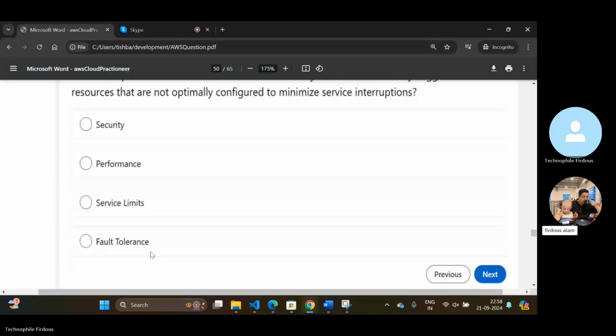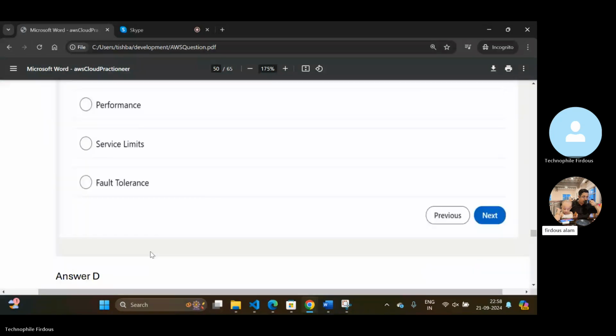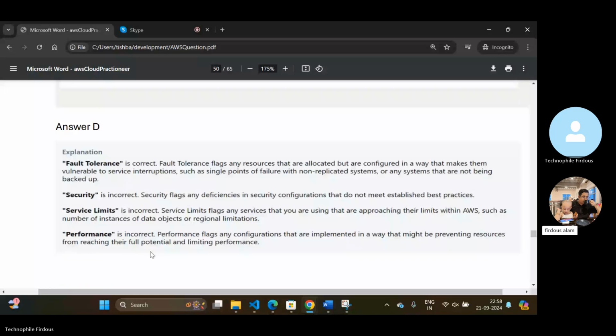Okay, let's see whether it's a correct answer or not. Yeah, it's a correct answer. And why it's a correct answer, you can see the options and understand this. Okay. Now let's move to the next question.